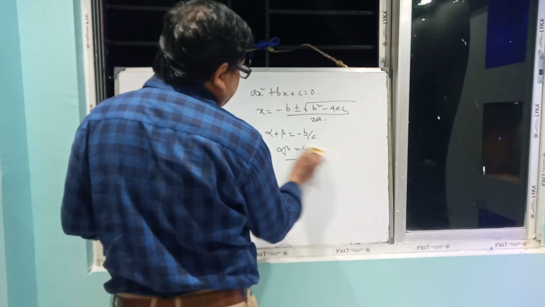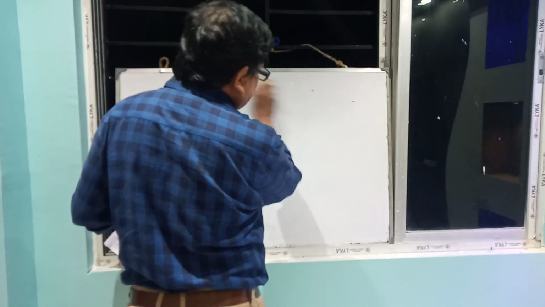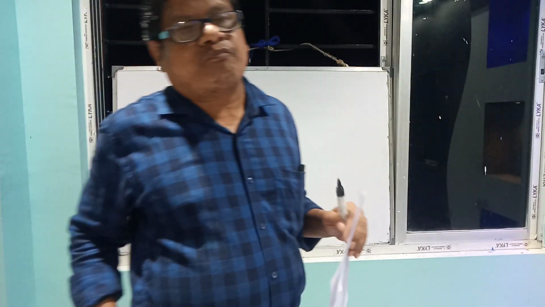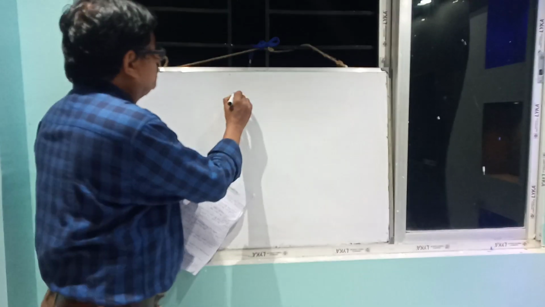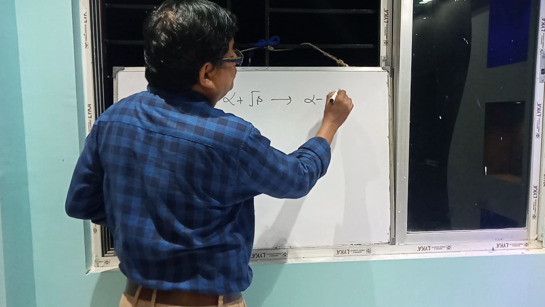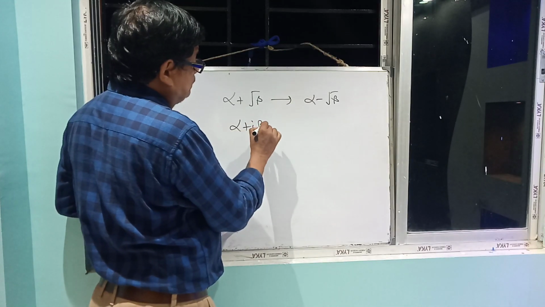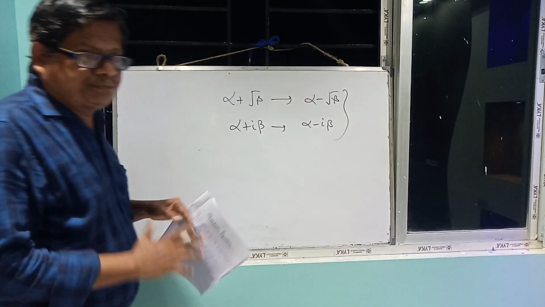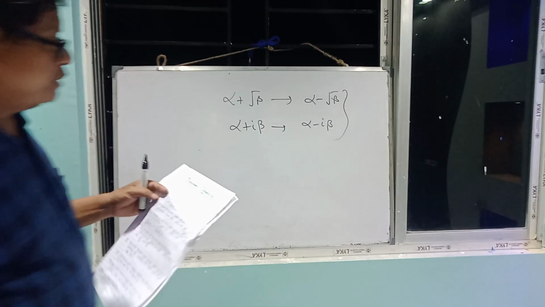I have already discussed that if alpha plus i beta is a root of the equation, then another root is also alpha minus i beta, and if one root is alpha plus root beta, then another root is alpha minus root beta. Suppose alpha plus root beta, so another root will be alpha minus root beta, and if one is alpha plus i beta, so another is alpha minus i beta. Already remember. Okay. Now I am showing a few exercise sums.